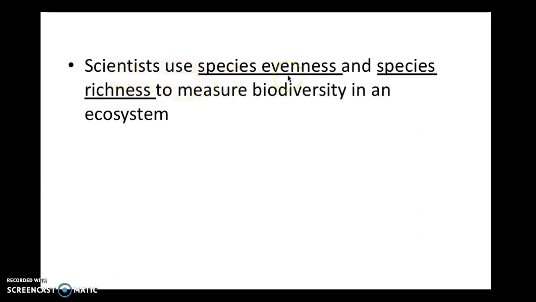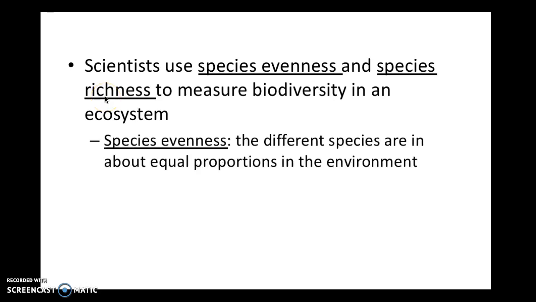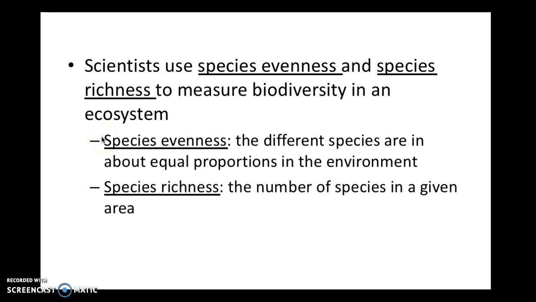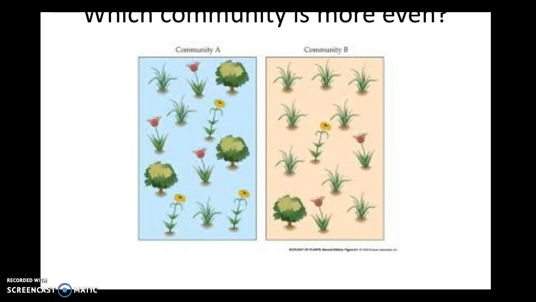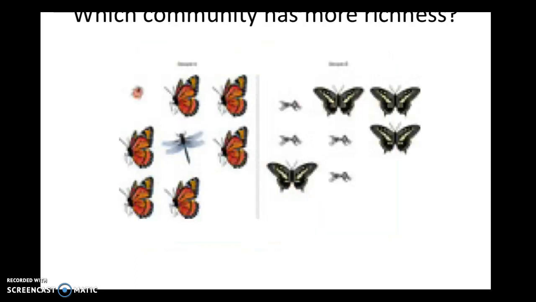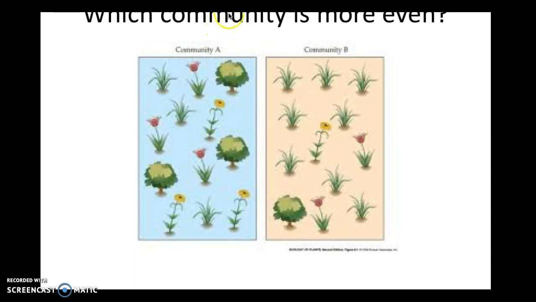Scientists use species evenness and species richness to measure biodiversity in an ecosystem. Evenness is the proportion: how many wildebeest do I have versus the topi and the gazelles. Richness is the raw number of different organisms I have. Do I only have one species of birds or do I have 50? So when looking at this community, which, if you remember, is many different species coming together at a particular location, you can compare the biodiversity in terms of evenness.